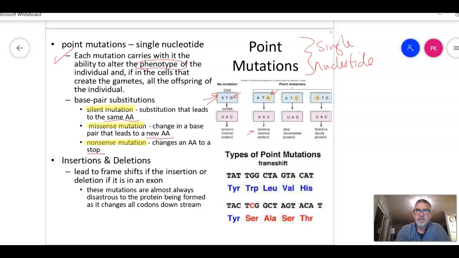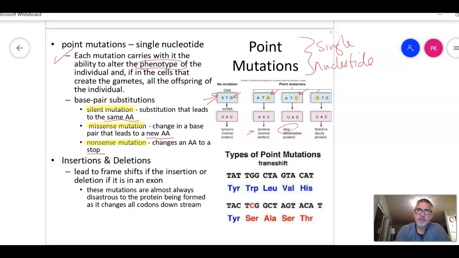This one here, if I change the G to a C, I get UAG, and that is a stop, right? Since it's a stop, that would be a nonsense mutation. The problem with a stop is it stops. So you get an incomplete protein. And that protein, if it's incomplete, won't fold correctly, and it won't work, right?